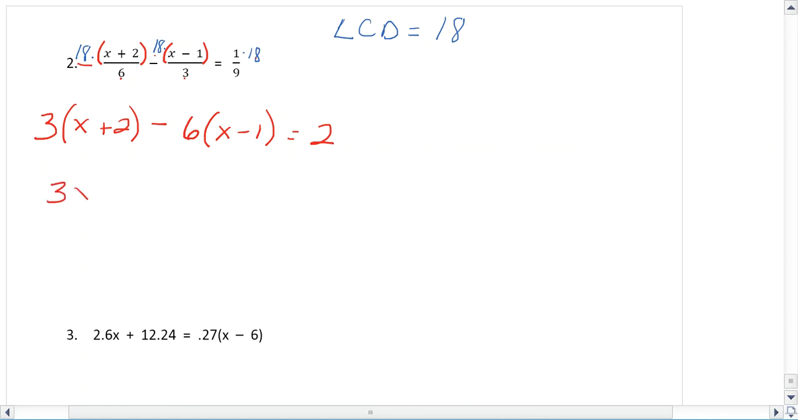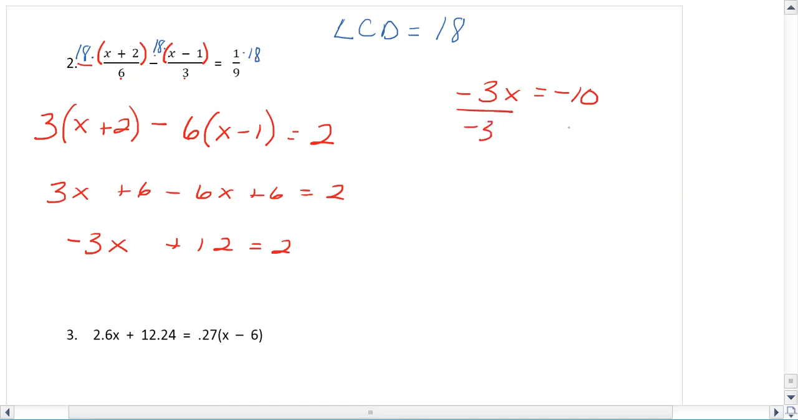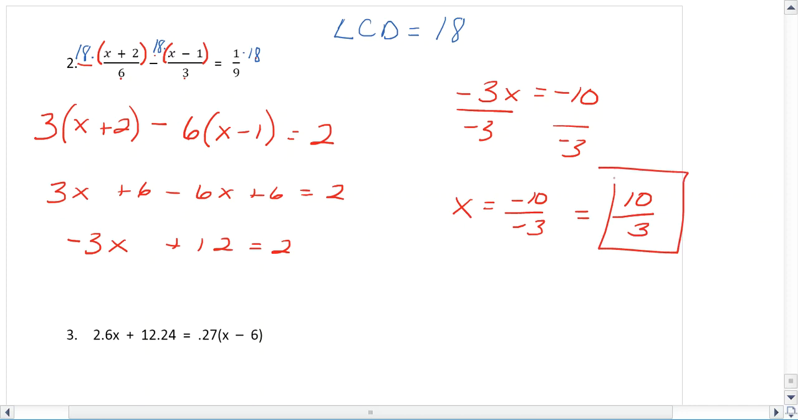So go ahead, do the distribution, combine like terms, subtract a 12 from both sides, and divide both sides by the -3. So my answer is -10 over -3, but this reduces. A negative divided by negative is a positive, so this reduces to 10/3, and that's my final answer.